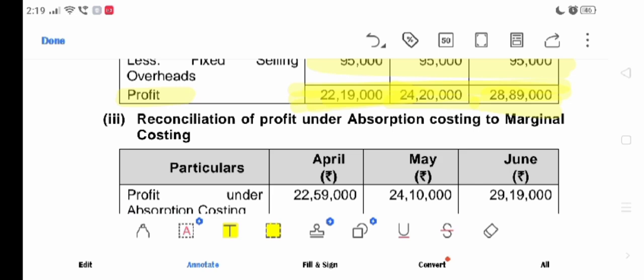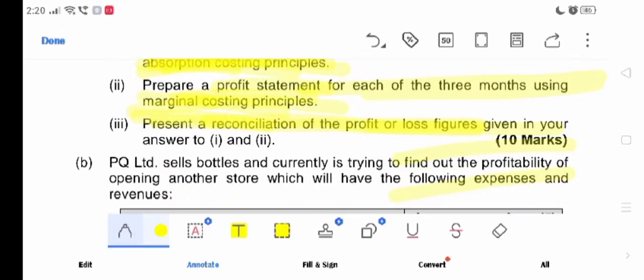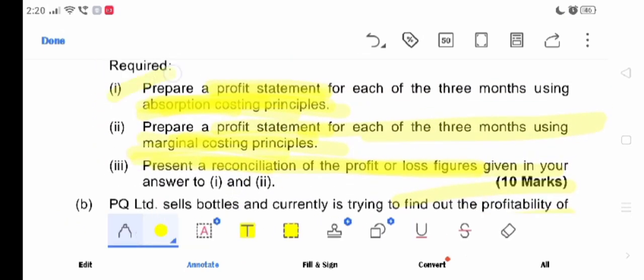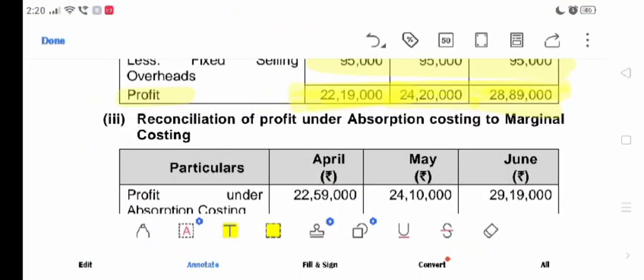So we get the different profit. So that's why he has asked. See here, required. So required number 1, 2 we got over, right? Required number 3, what is he asking? Reconciliation of the profit or loss. Why is reconciliation needed? Because there is a difference. There are numerous reasons why this difference exists.